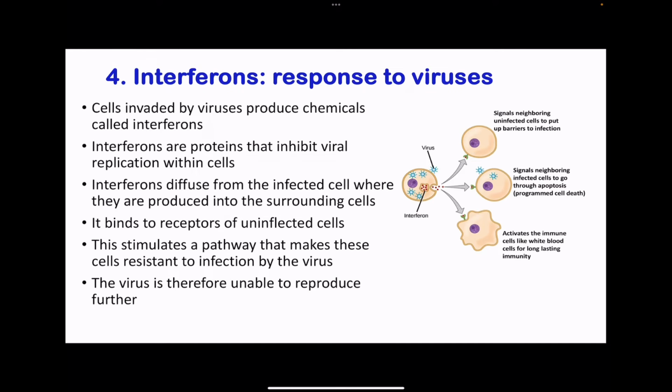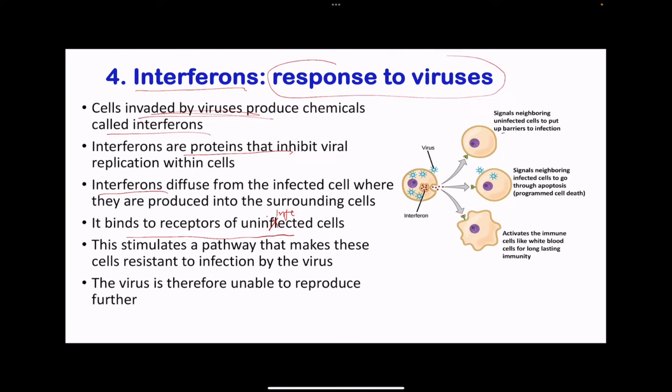The last part of the non-specific immune response involves interferons, which are the body's response to viral infections. When cells are invaded by viruses, they produce interferons, and these interferons are proteins that inhibit the replication of viruses within cells. The produced interferons can also diffuse out of the cells, and they can go to surrounding cells where they bind onto receptors of uninfected cells, and this is going to stimulate pathways that cause those cells to be resistant to viral infections.